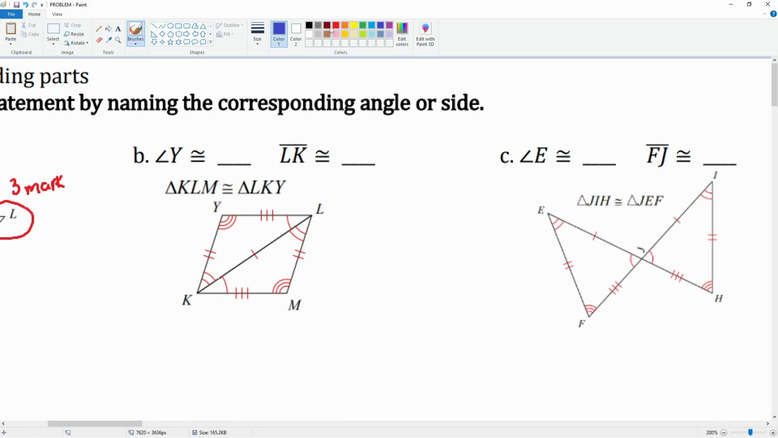Let's look at B here. It says angle Y. Angle Y looks like it has 3 marks. And then we also want to look at this because this also has 3 marks. So angle Y is congruent to angle M. Then we have line LK, which is right here, which is 1 mark. That's also going to be congruent to the other one that also has 1 mark, which is the same as LK.